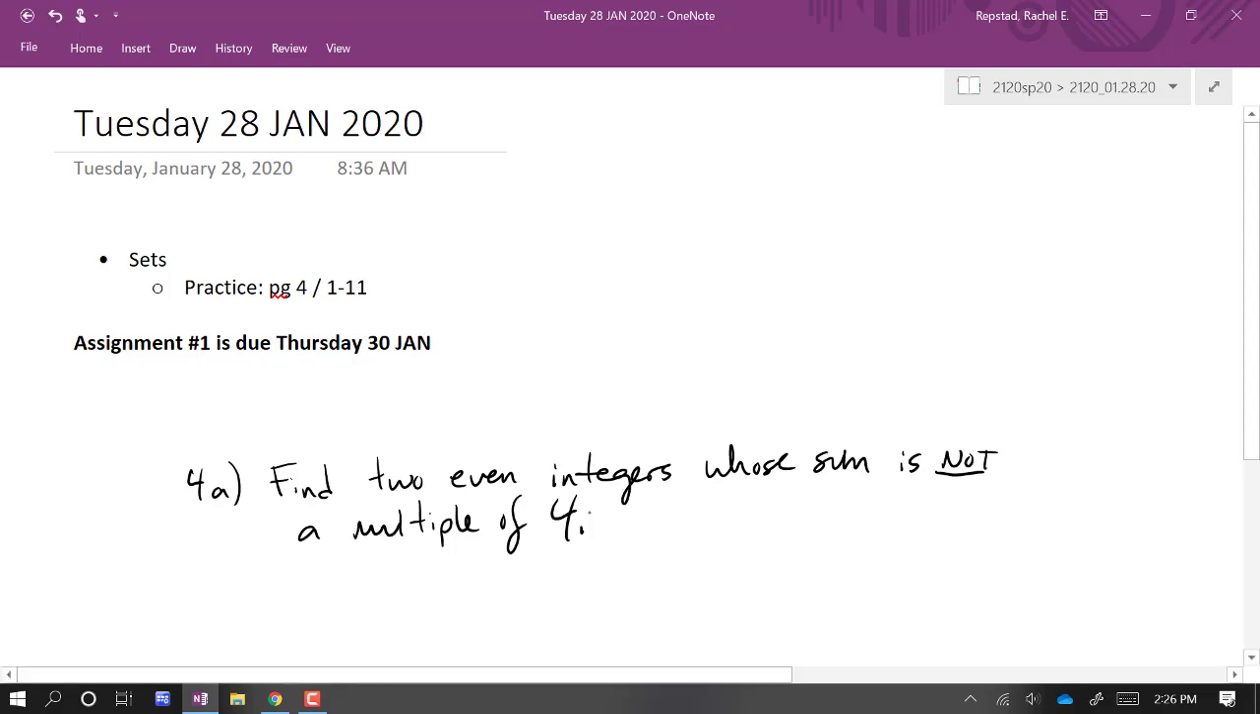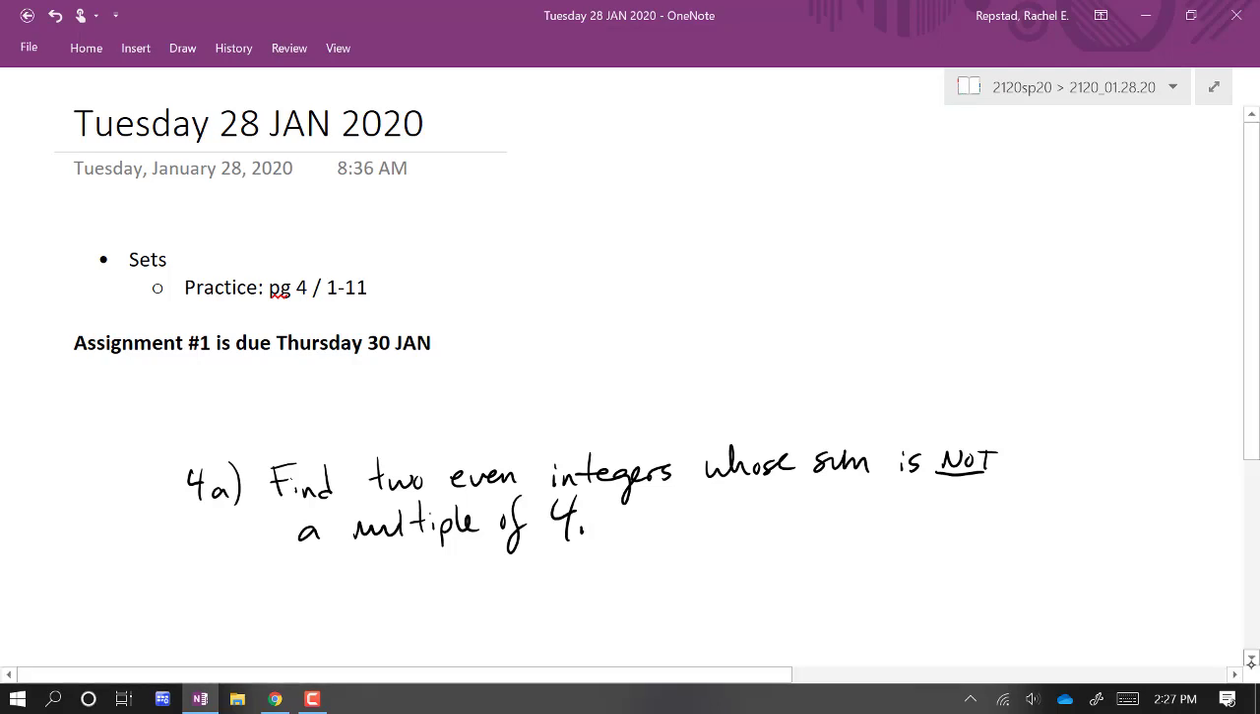And as soon as you find a pair where the sum is not divisible by 4, just say, okay, there it is. And then there's nothing to write. Just say, here it is: 2 even integers, these add up to this thing, not a multiple of 4. Done. So 4 plus 6 is 10, and that's not divisible by 4. Like there's one. There's infinitely many others that'll work too.